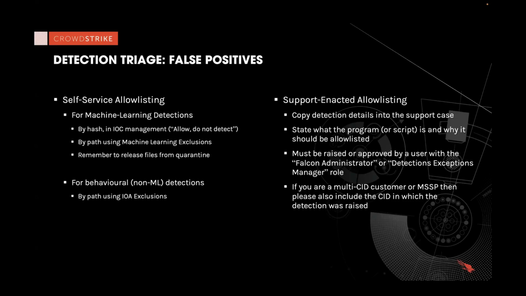Although there are a small number of detection types that cannot be directly allow listed in the console. In those cases, the Create Exclusion button will be disabled, and the tooltip shown on mouse over will state that you must contact support and request that we create an exclusion for that detection type. When raising any such support case, you must include details of the detection that you want to allow list, and you must also state what the program is and why it should be allow listed. Now, this doesn't need to be a lengthy explanation, but just state that you have investigated it and it's an internal application, a third-party application, an admin script, whatever it may be, that you know to be a false positive.